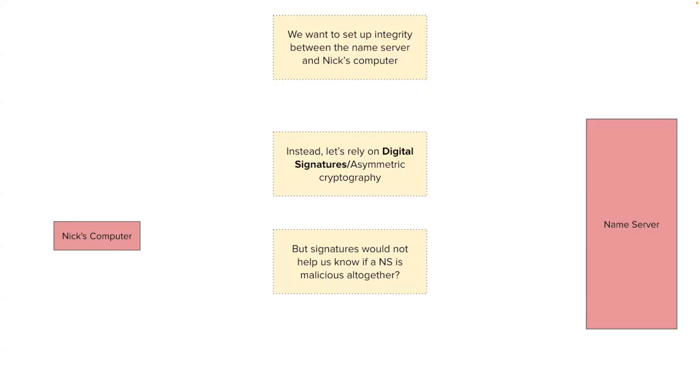Okay, so signatures would not help us if a name server is malicious altogether. But we also have something called trust delegations and anchors. And we're going to show this in the next slide. But essentially, if we trust one source, let's say the root, then we will trust the root's trust. So if the root tells you, hey, this is my child and I guarantee it's a legit child, then we just take it as a fact and we just trust the root.